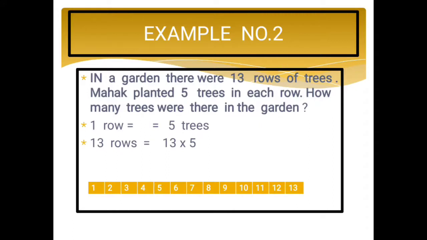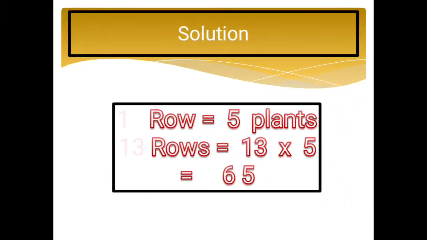It means once again we have 1, 2, 3, 4, 5, 6, 7, 8, 9, 10, 11, 12 and 13 rows. 13 rows multiplied by how many trees? 5 trees. Same thing. One row, 5 plants, 13 rows, 13 into 5. It means once again the same process. 5 threes are 15. 5 is here, carry 1 is here. 5 ones are 5, and 5 and 1 is 6. It means total how many plants do we have? 65 plants in total.